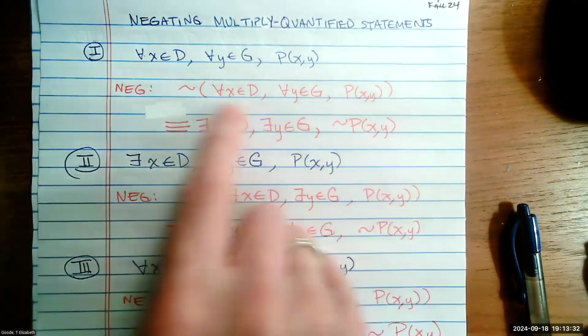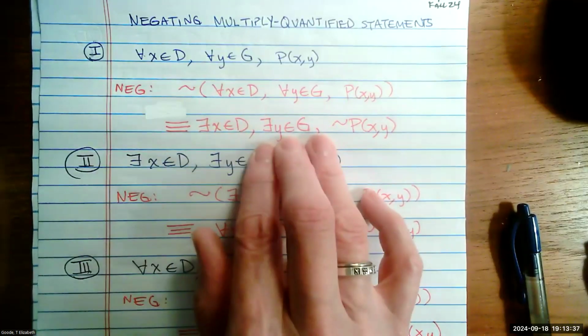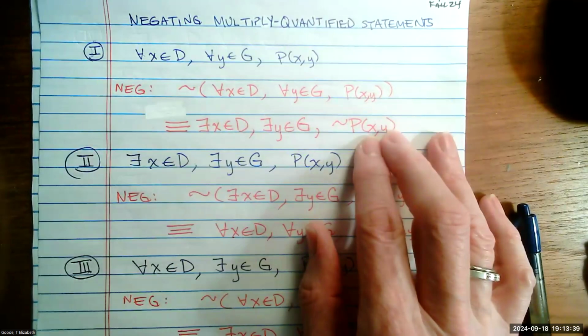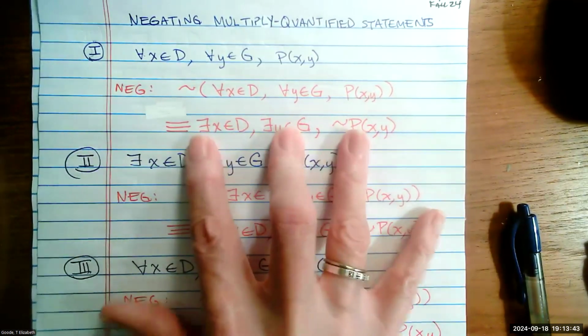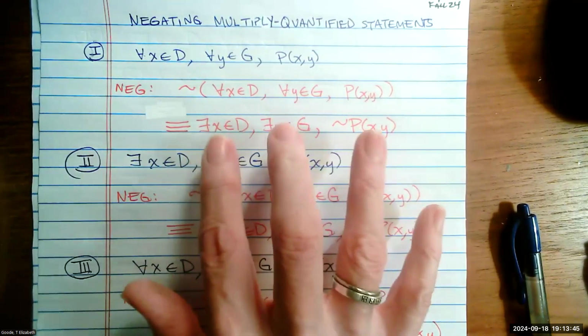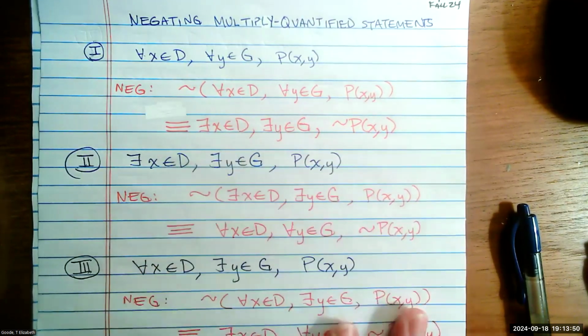I mean, that's what it means to say it's not true for all. It means there is an x and there is a y for which that property fails. Okay, so bringing the negation through gives us a lot more information, and it clarifies what the negation really says.